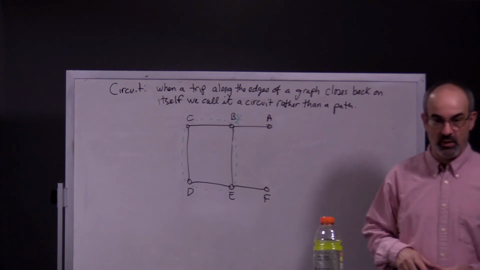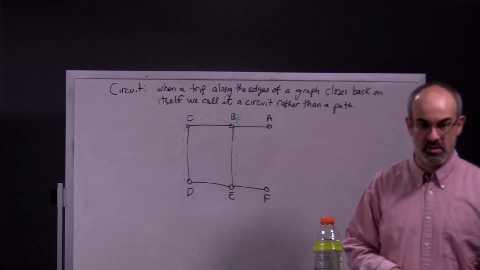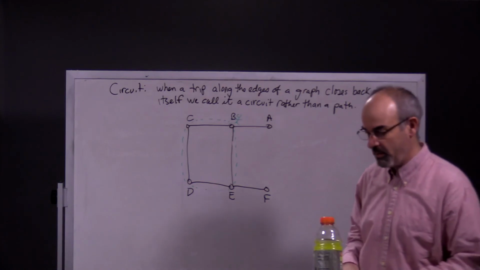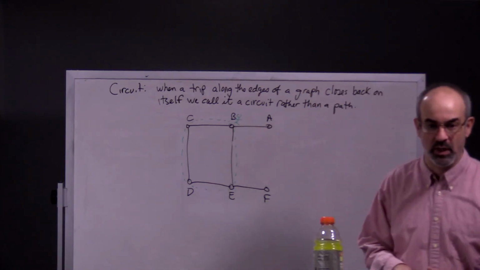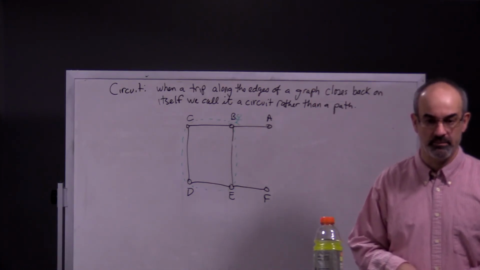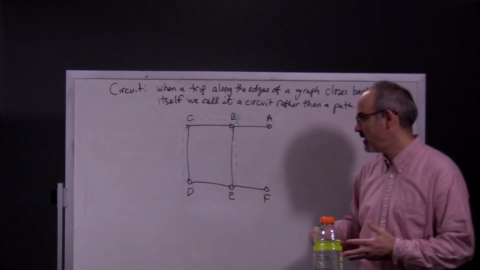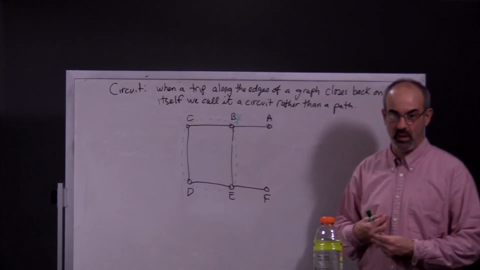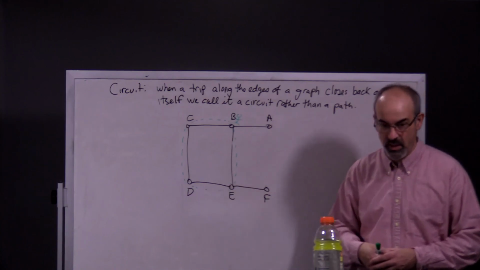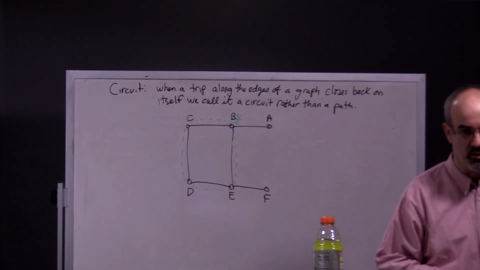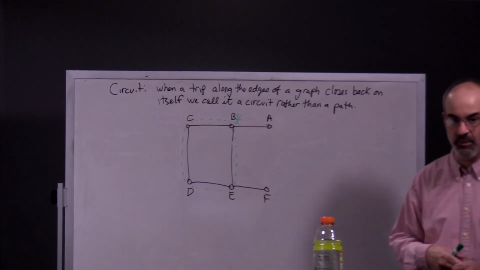So now that we've talked about paths and circuits, all of these are always going to be related to connected graphs. We don't have to worry about disconnected graphs when we're talking about these. Now that we've talked about paths and circuits, we can talk about Hamilton paths and Hamilton circuits.